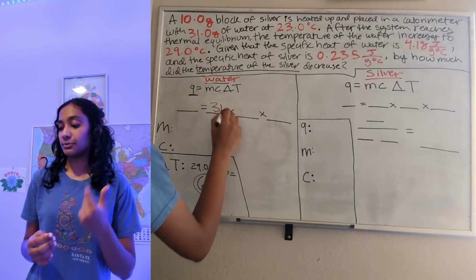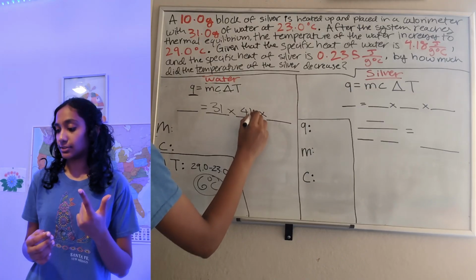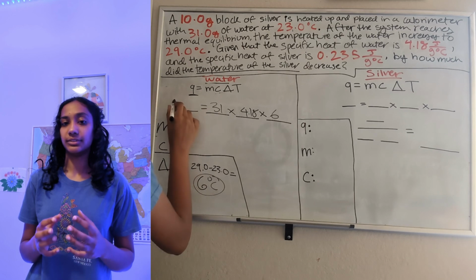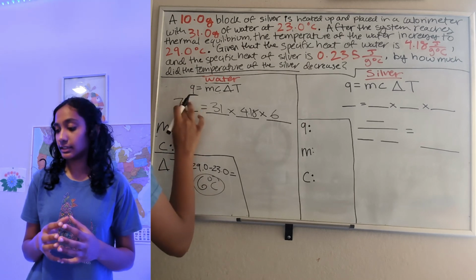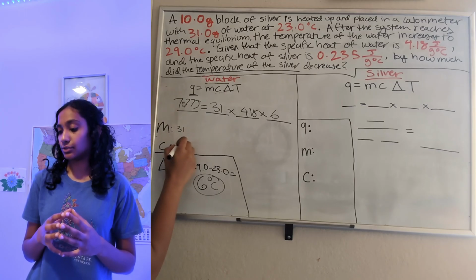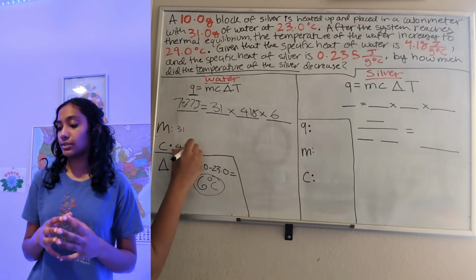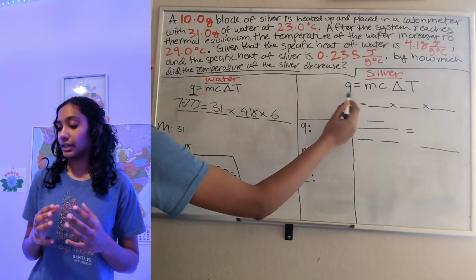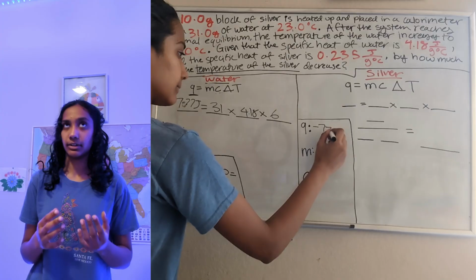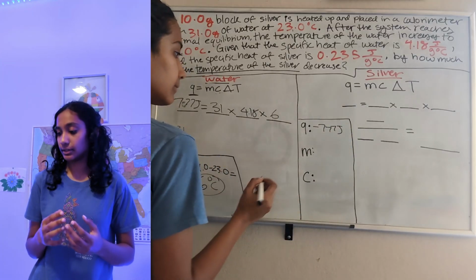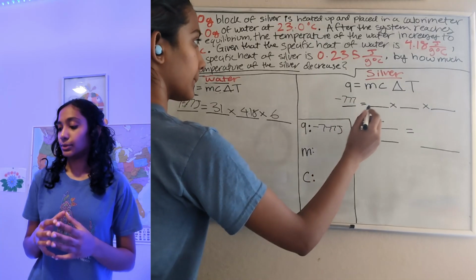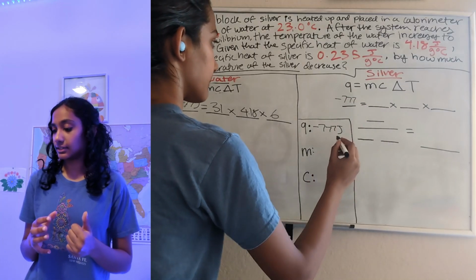31 grams of water times 4.18 joules per gram degree Celsius times 6 degrees Celsius gives us a Q of 777 joules. This means that the water gained 777 joules of heat. Now, to find the Q for the silver, we can flip the sign from positive to negative, giving us negative 777 joules for Q.